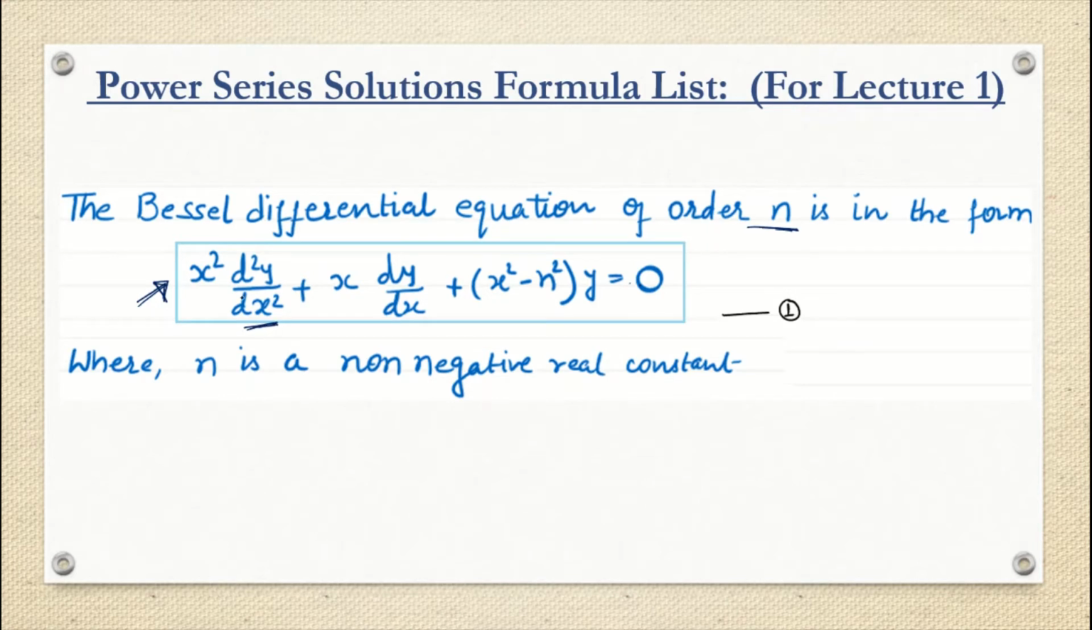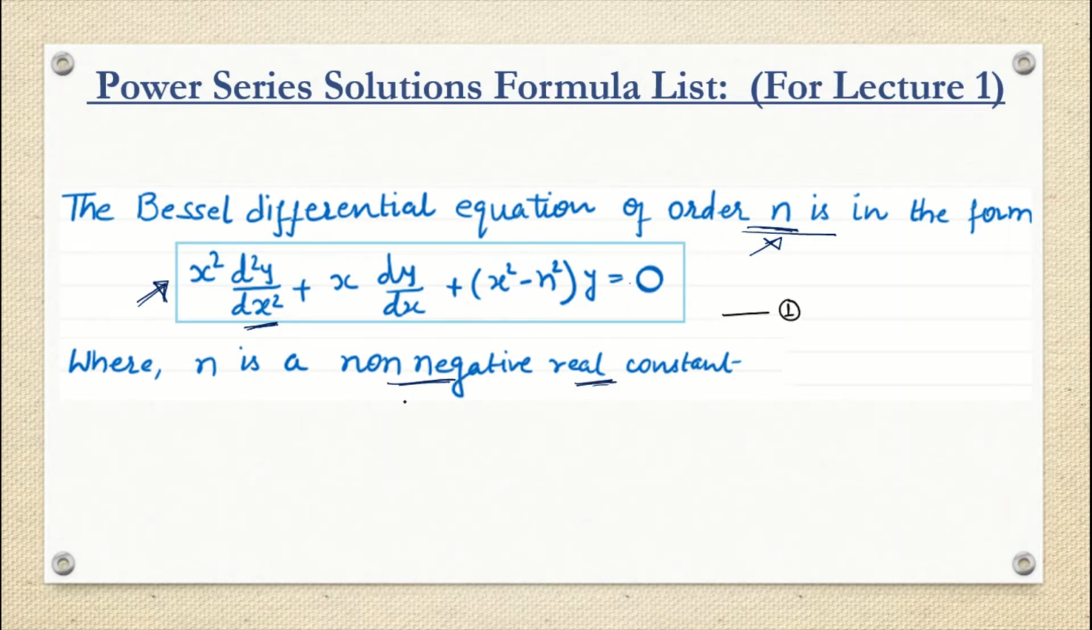So yes, this is our second order differential equation. We had seen what is called order and degree, and as per that rule, yes, this is a second order differential equation. But this second order differential equation is Bessel differential equation of order n. So for Bessel differential equation, the order is n, whatever n value is given to me. This n is a non-negative real constant. Non-negative, be careful, and real constant.